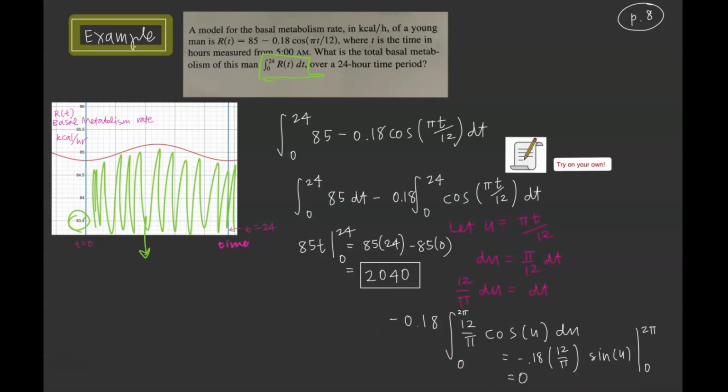So what does that mean? That means that the total basal metabolism of this man is 2040, is it kilocalories?